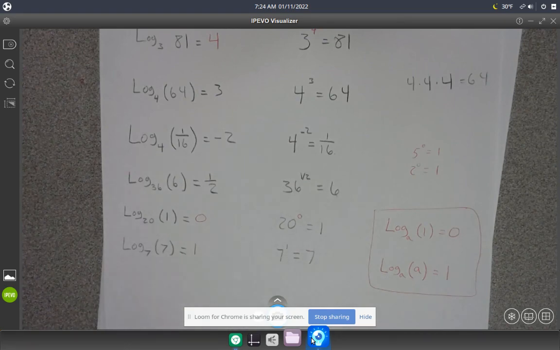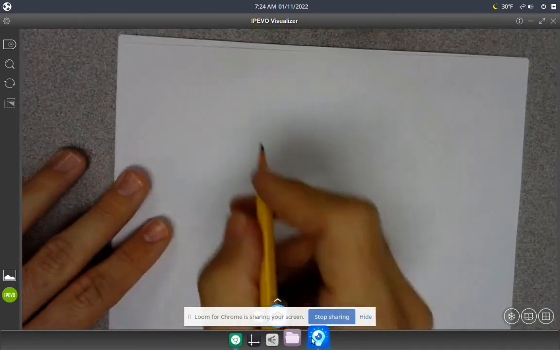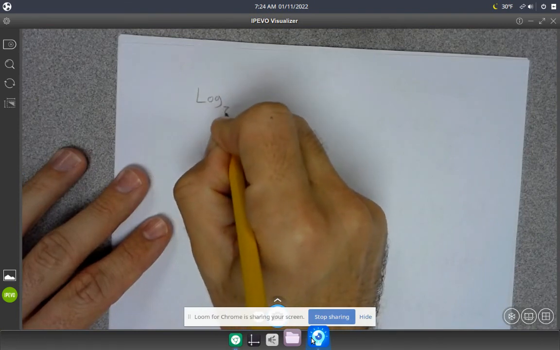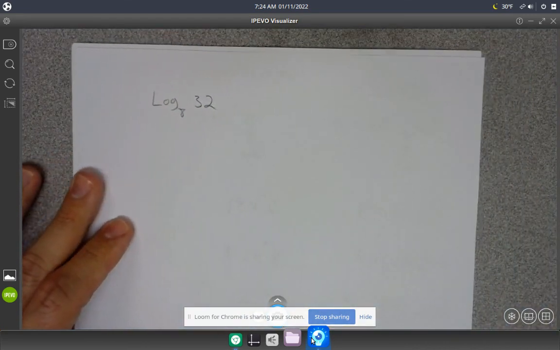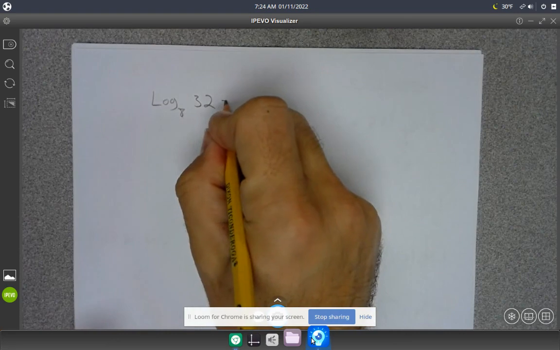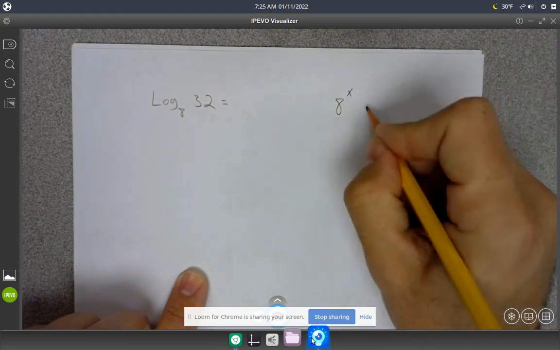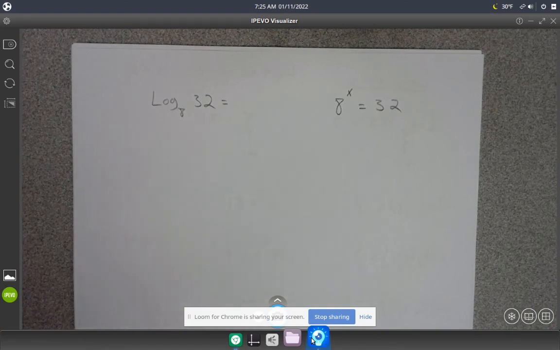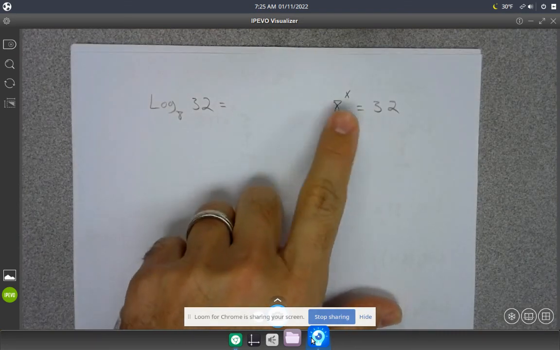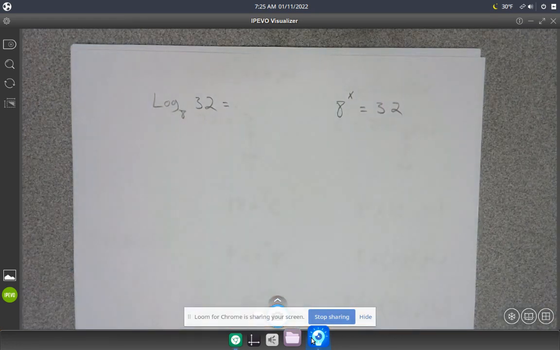All right, these are all pretty straightforward. I'm going to look at one that is not as straightforward. All right, this one I'm going to look at log base 8 of 32. All right, so I need to write an exponential equation here that represents this so that I can figure out what my answer is. So this is going to be 8 to some power x is equal to 32. All right. You'll see here it's not going to be a nice number. 8 to the first power would equal 8. 8 to the second power would equal 64. So it's going to be somewhere in between 1 and 2.